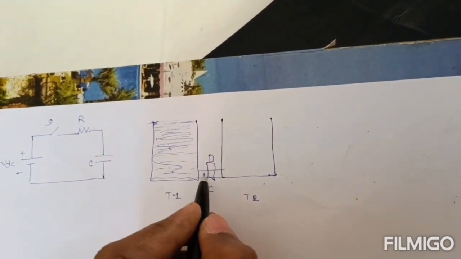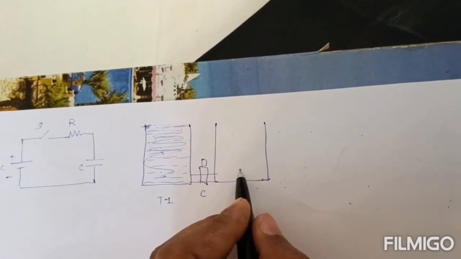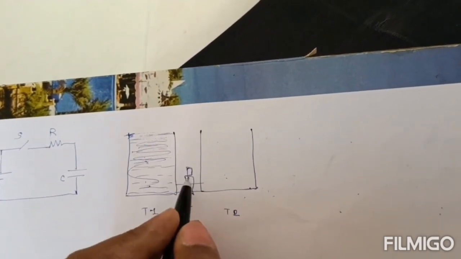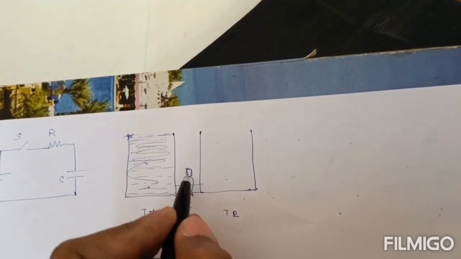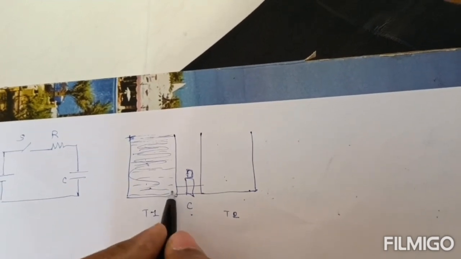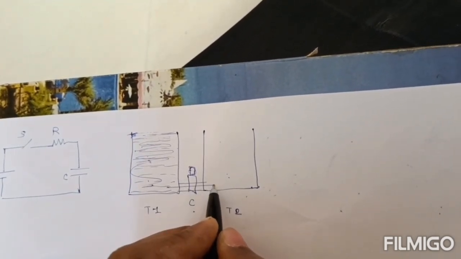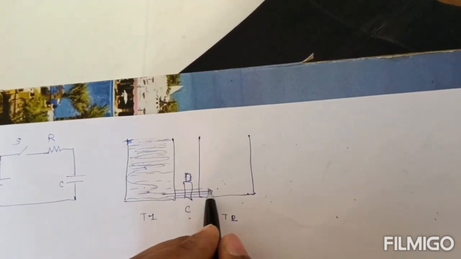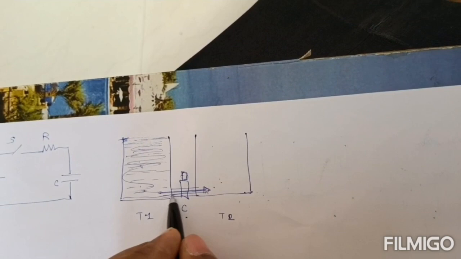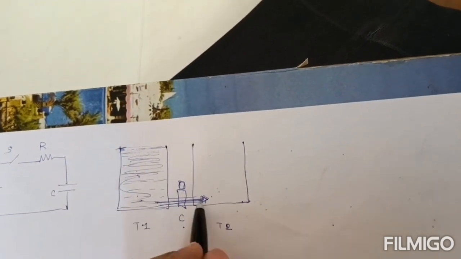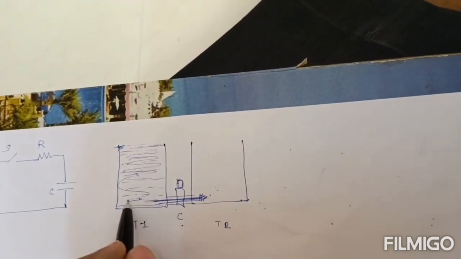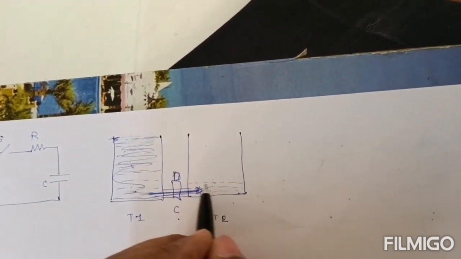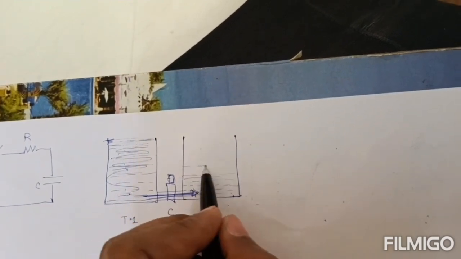Now, initially this tank is totally empty. Whenever I open this cock, the water will start to flow from this tank to this tank with very high velocity through this pipe. So a large amount of water will flow from this tank to this tank, and the water level in this tank will gradually rise.